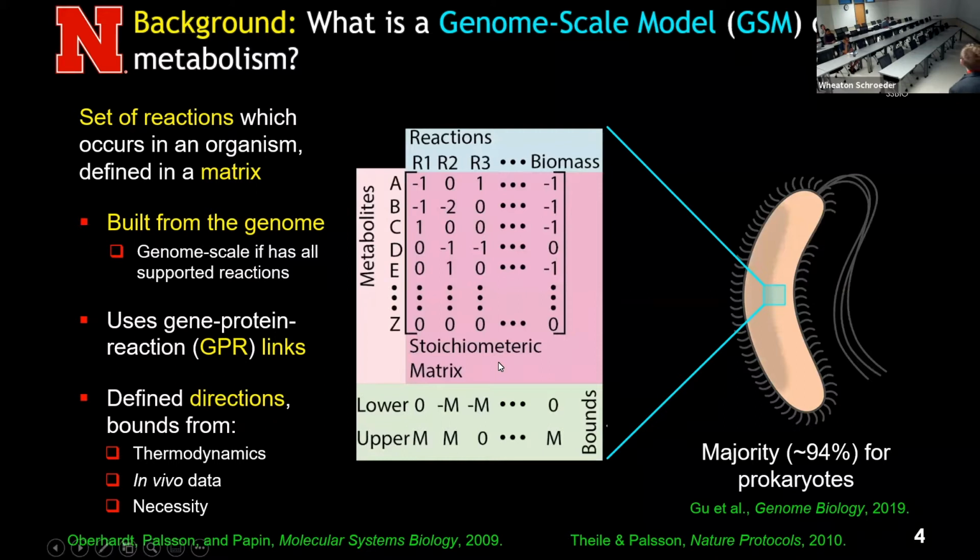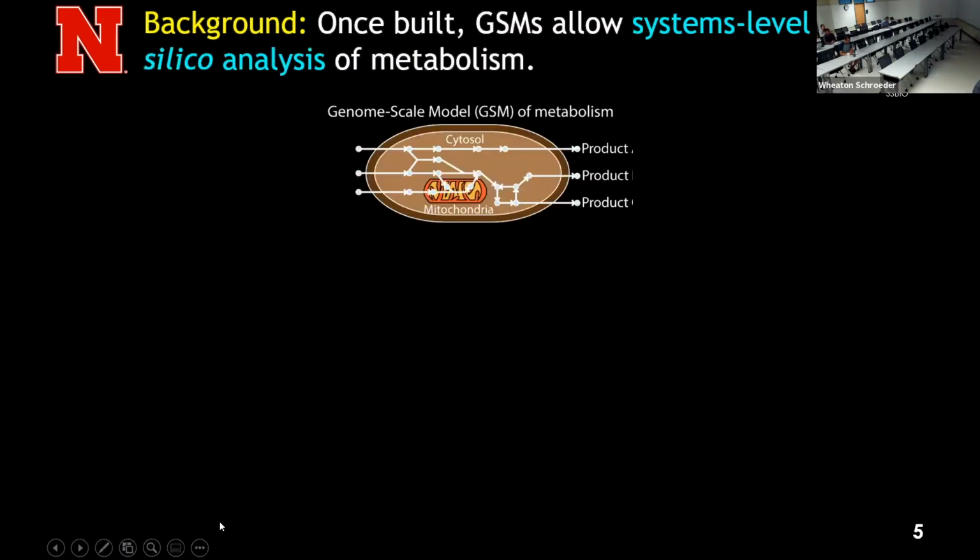Stoichiometric models are not just the stoichiometric matrix, however. We will also provide lower and upper bounds, as well as sometimes reasonable physiological bounds for these models. And these are defined from various factors such as thermodynamics, in vivo experimental data, and sometimes modeling necessity.